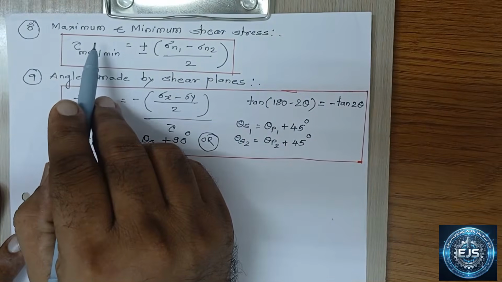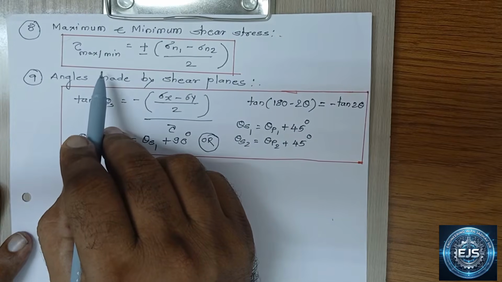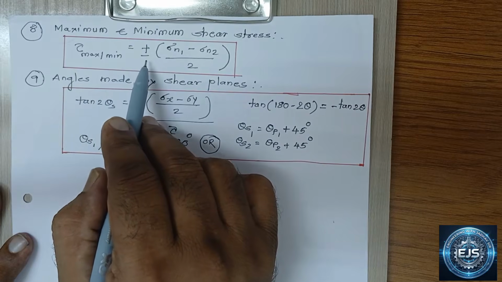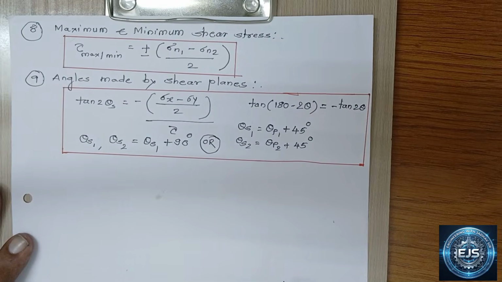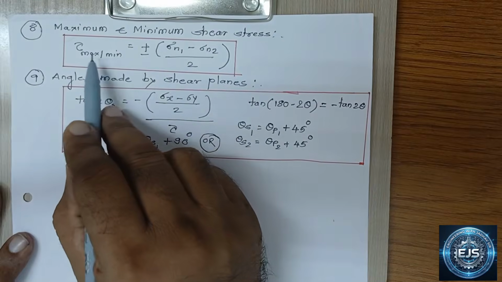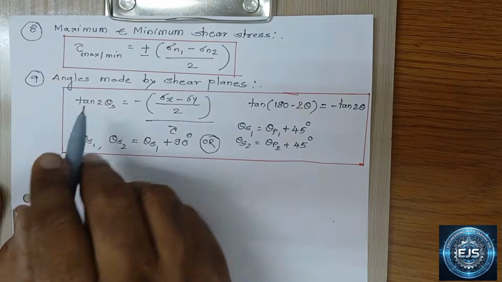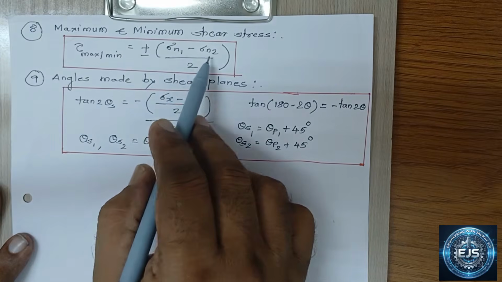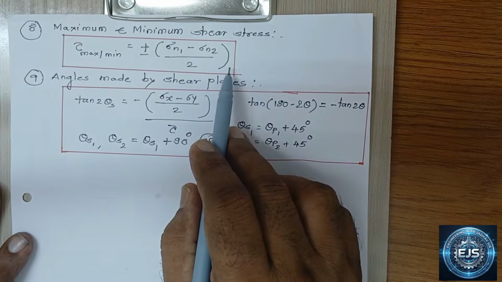So next is the formula for calculation of maximum and minimum shear stress developed in the component when it is subjected to combined stresses. So tau max or tau minimum is calculated as plus or minus (sigma n1 minus sigma n2) divided by 2. Here sigma n1 is the major principal stress and sigma n2 is the minor principal stress. When this is plus, it is the maximum shear stress, and when this is negative, then it is the minimum shear stress. So the magnitude of maximum and minimum shear stress is calculated by this formula.